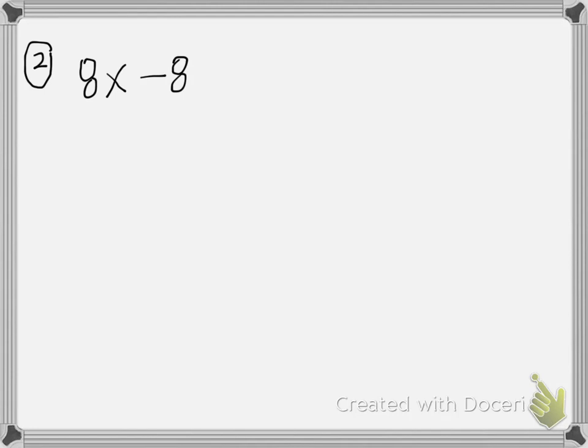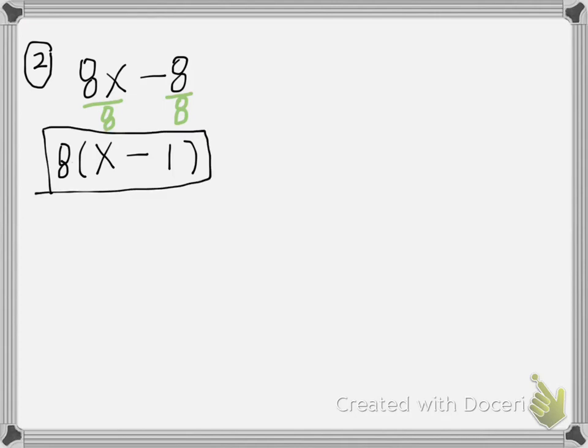Alright, so let's look at this one. 8x minus an 8. So my factor there, the number that goes into both, is an 8. Okay, so I'm going to write the 8 on the outside, and I'm going to divide each term by an 8. So 8x over 8 is just an x, and 8 over 8 is just a 1. So my factored form is going to be 8 times x minus 1. To check that, remember we multiply. So 8 times x gives me an 8x, and 8 times negative 1 gives me a negative 8.